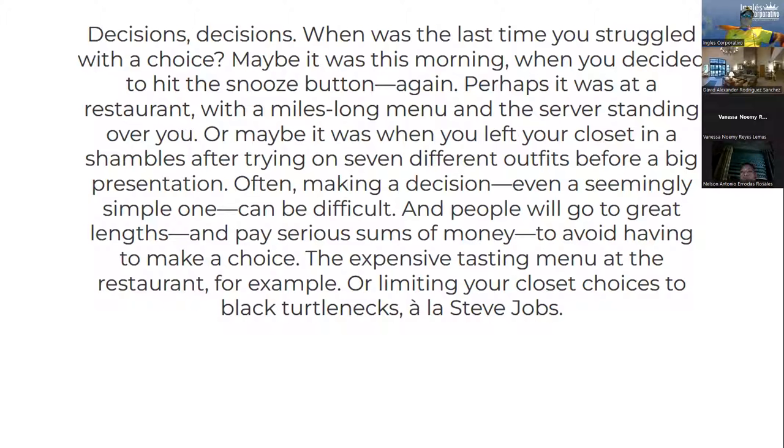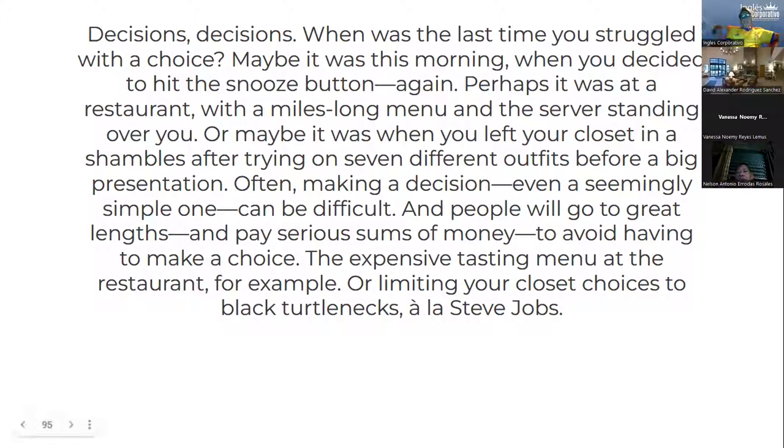So every decision that we have to make, we have to think. And depending on the decision, the result can be to improve our life or to get something back.